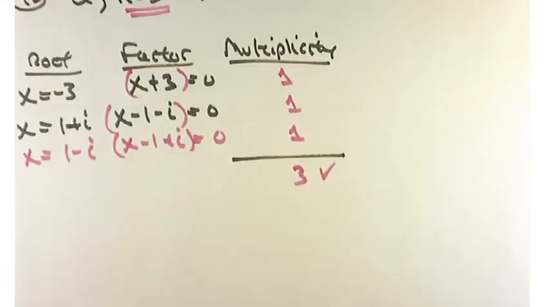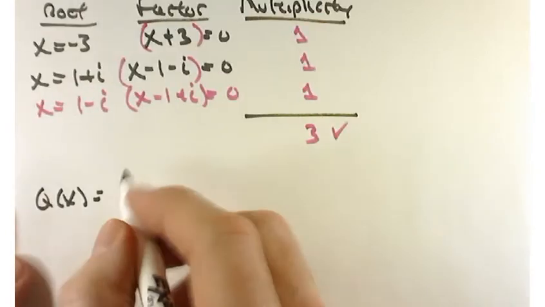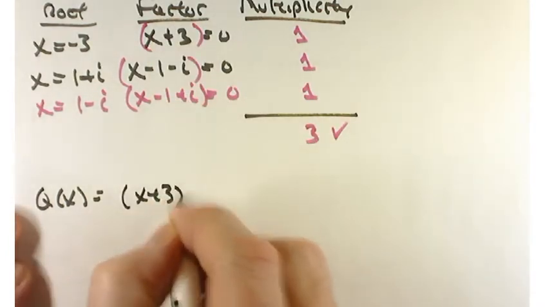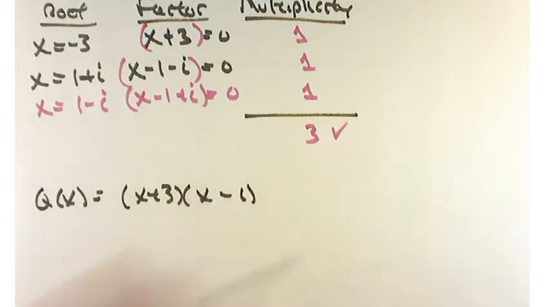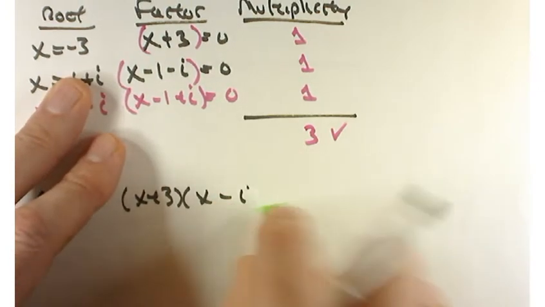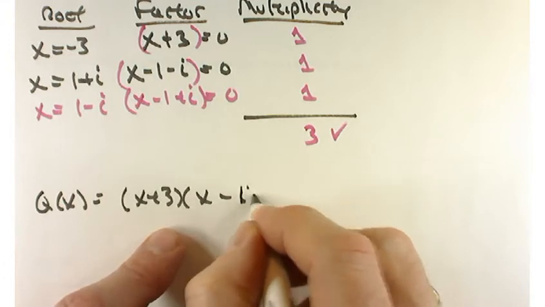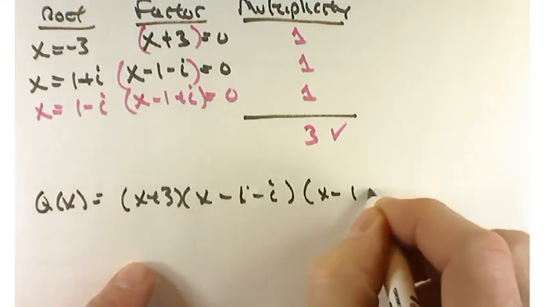Let's find the polynomial, q of x overall. Q of x is going to be a product of these three factors. x plus 3, x minus 1, oops, bless you, x minus 1 minus i, and x minus 1 plus i.